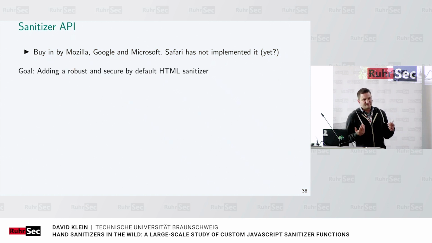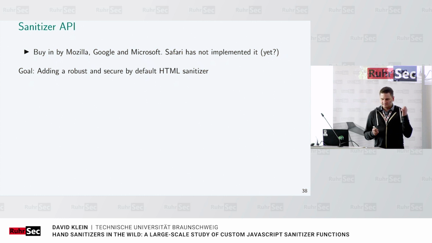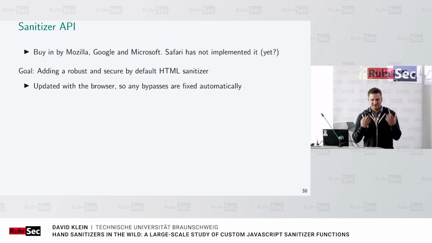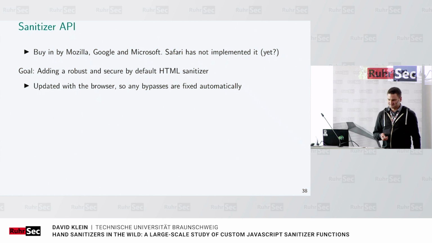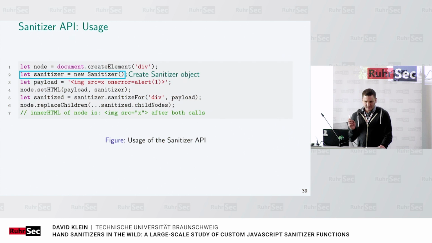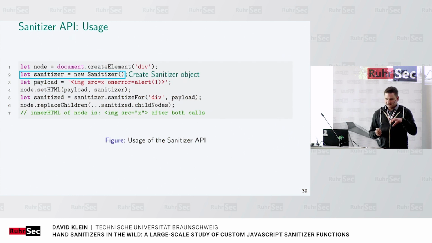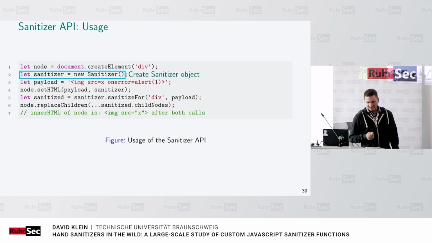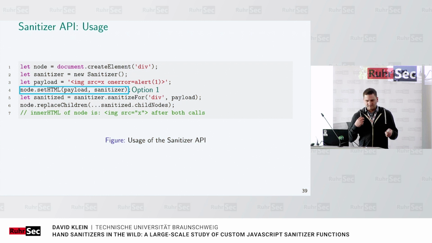And the idea is to basically add a robust and secure-by-default HTML sanitizer to the JavaScript standard library. And that's great in my opinion. It's updated with the browser, so even if there's an issue, you will have auto updates, unless you use server-side browsers. But then you have other issues as well. And you use it basically like this. You create a Sanitizer JavaScript object, and then you can basically directly assign sanitized HTML to a node.